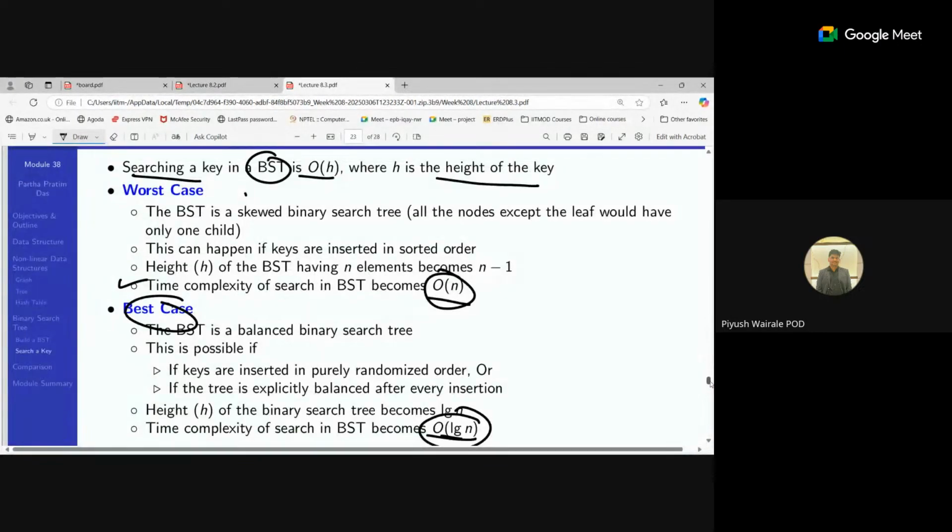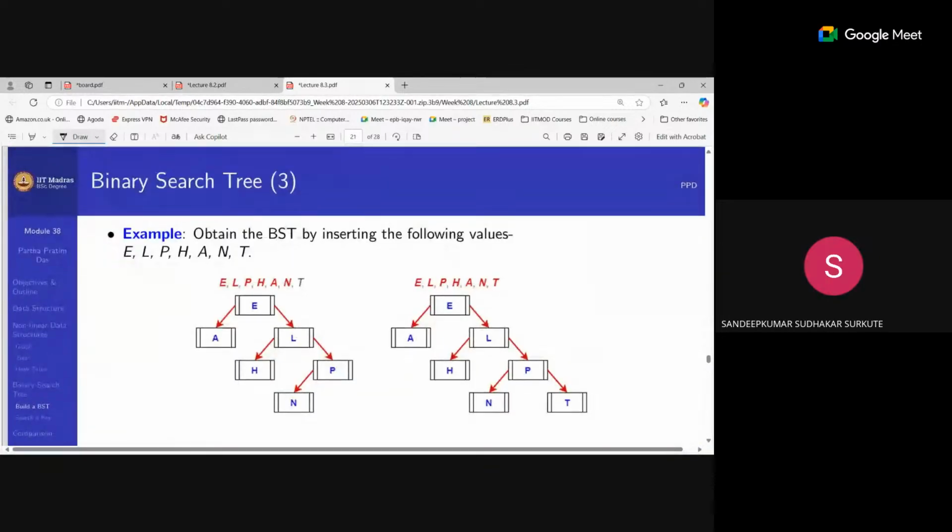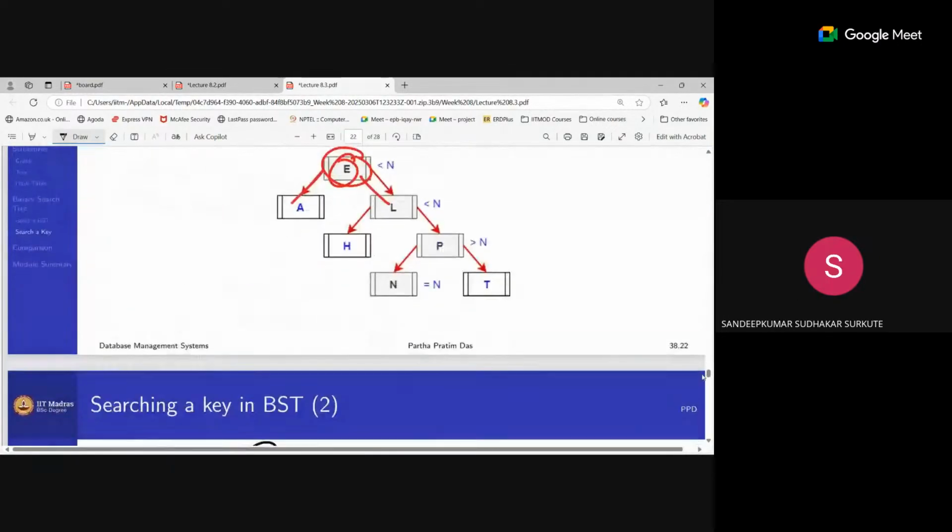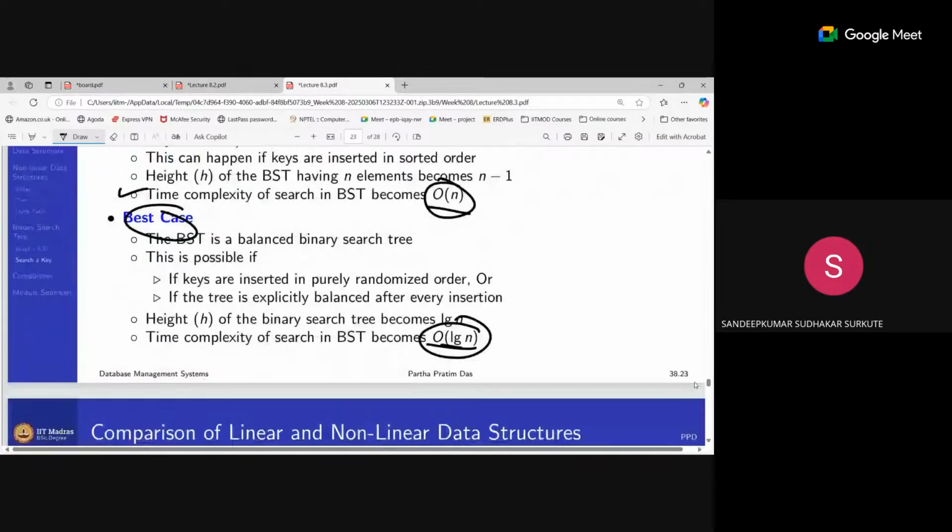So this is about binary search. This log is to the base 2. Just log to the base 2.